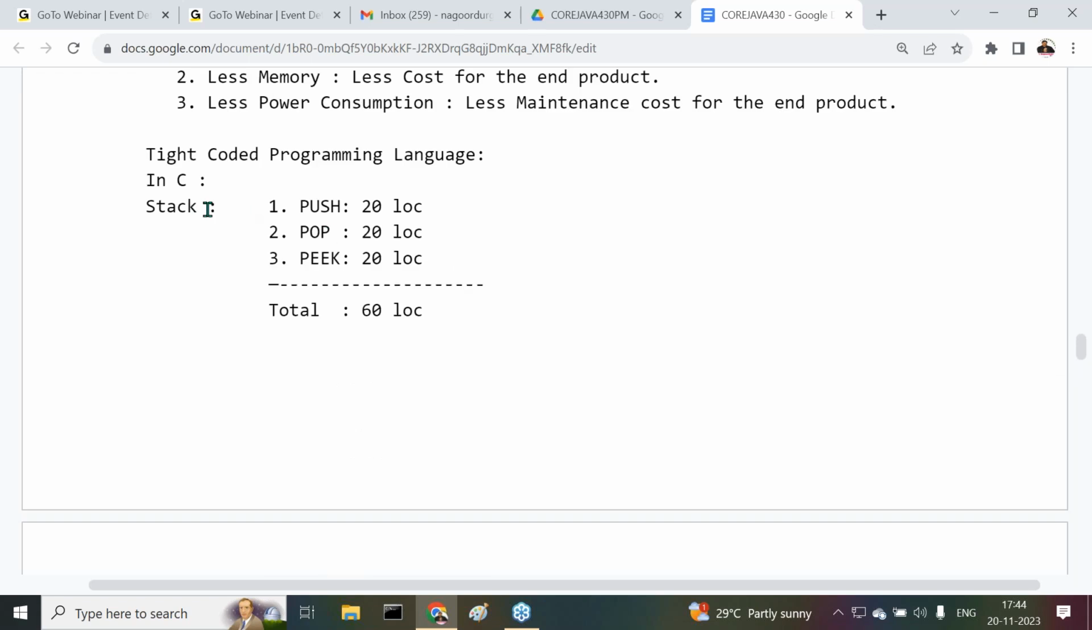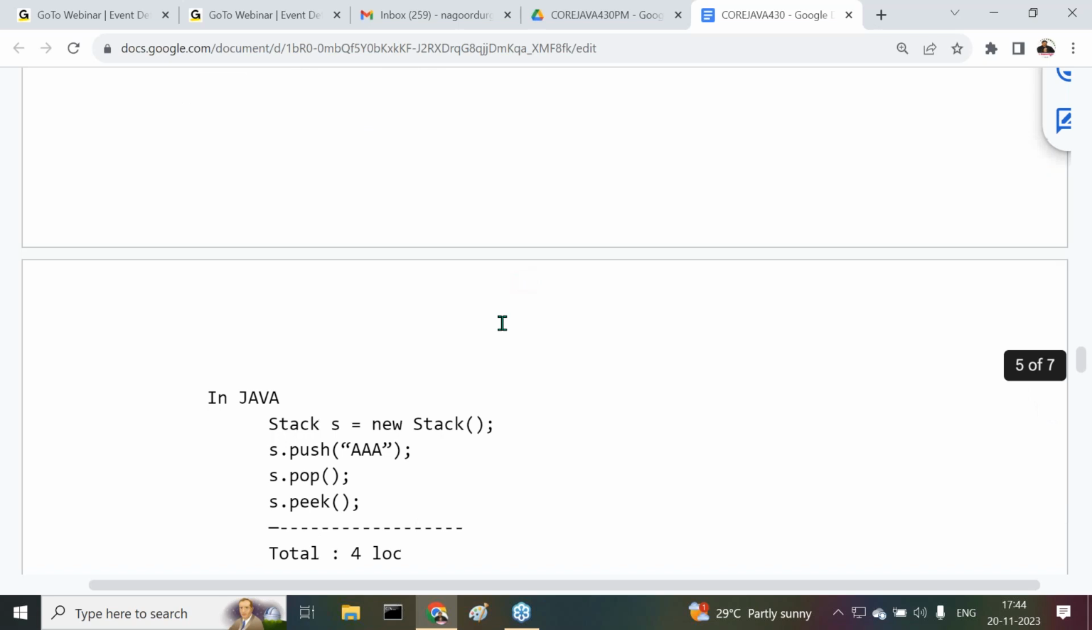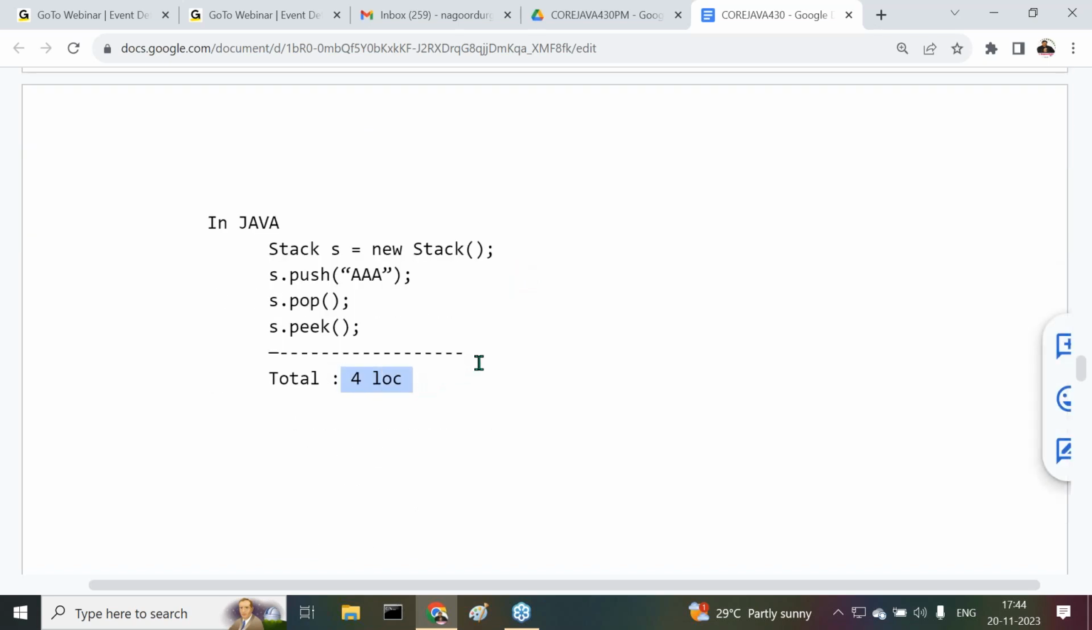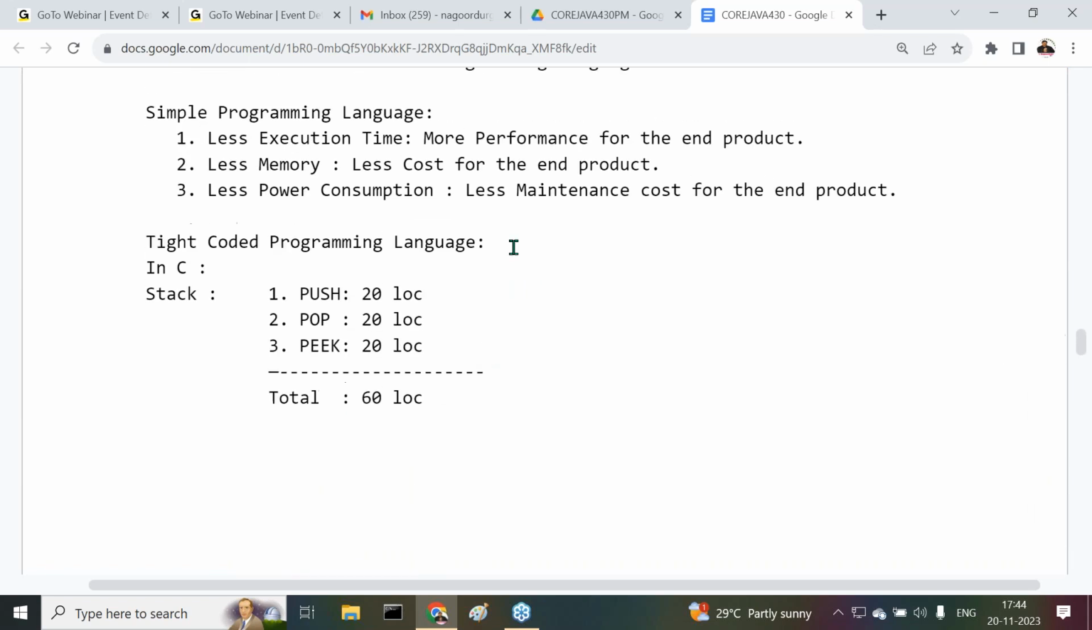In Java, in C and C++, to perform the stack operations, 6 lines of code. In the case of Java, to perform stack operations, only 4 lines of code. Right or not? So now understand the conclusion here, what I'm telling there.